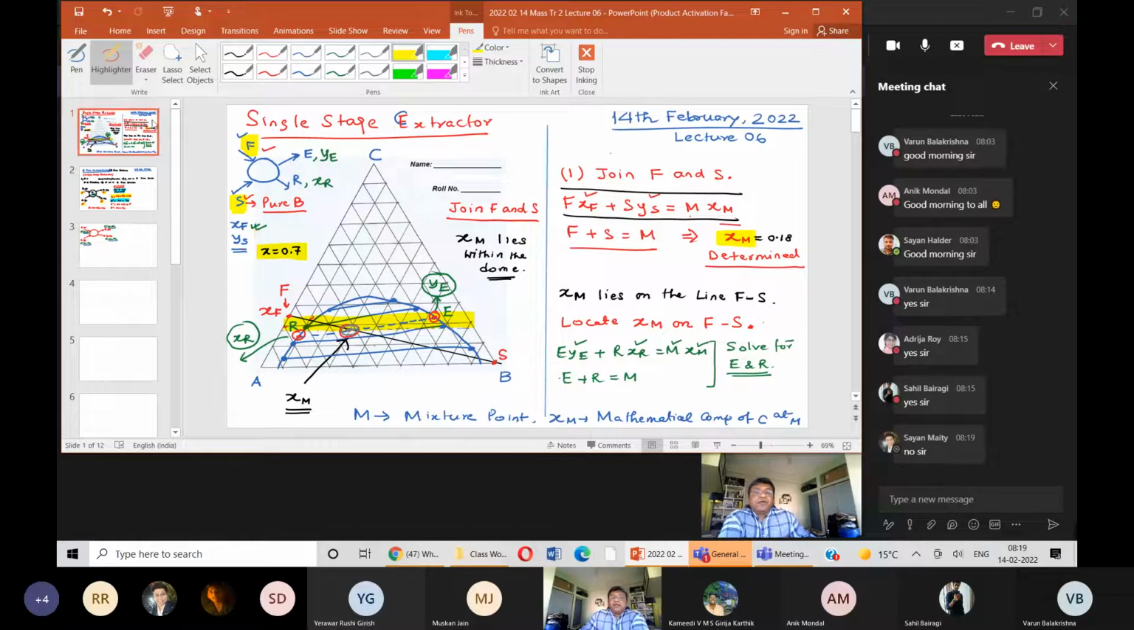The answer is no. Whenever you are locating any of these points, something else must be specified, either the A composition or the B composition. You might say, sir, we have located XM. Yes, we have located XM. We have got a value of XM, but the value of XM would mean that it's a line that is parallel to the AB. We also know that XM lies where this XM equal to, let's say, 0.25 intersects the FS line. So some other coordinate must be specified.